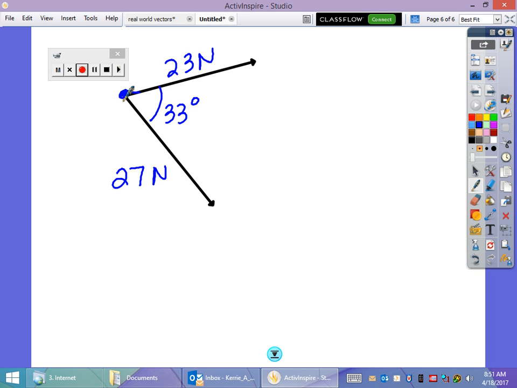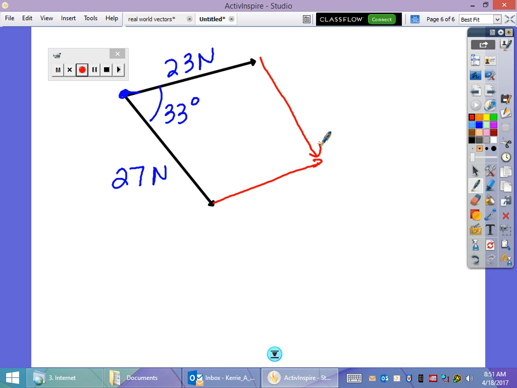There's a rule. Yep. Terminal needs to touch an initial, right? So right now that doesn't work. They both start at the same location, right? So we also talked about the parallelogram method. So I'm going to put this in here and this here. I've now created a parallelogram. Okay?